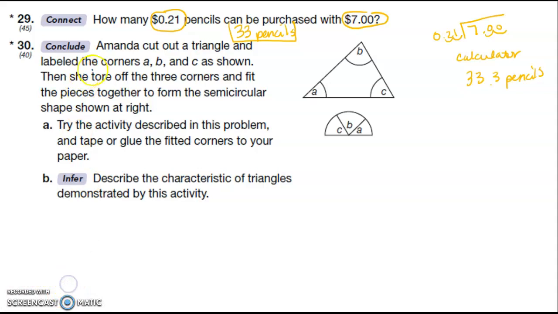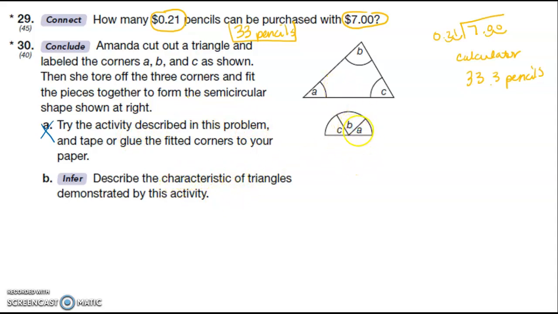Amanda cut out a triangle and labeled the corners A, B, C as shown. Then she tore off 3 corners and fit the pieces together to form a semicircular shape shown at the right. Amanda really needs to find a Netflix show that she likes. Good grief. Try the activity described. You're welcome to do it, but why? Describe the characteristics.